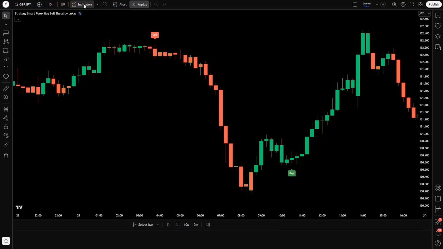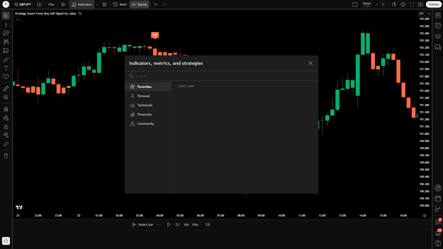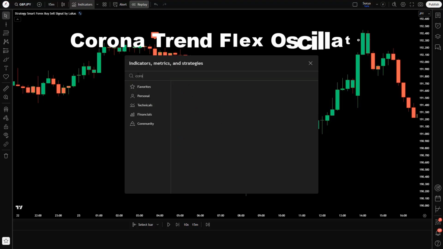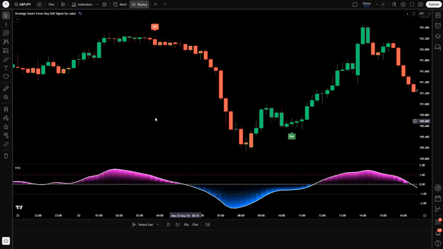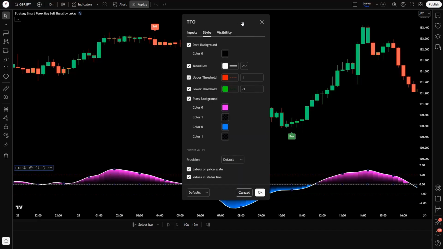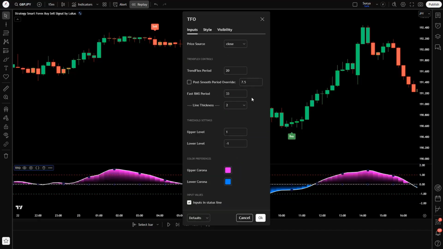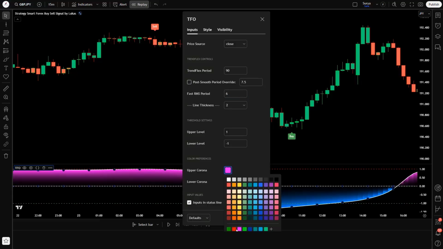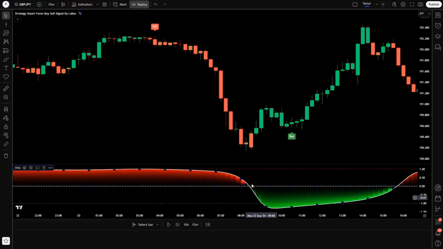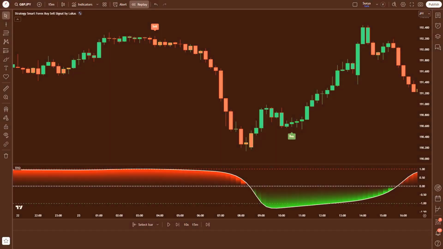Let's click on TradingView indicator. Search here, Corona Trend Flex Oscillator. Add this indicator to the chart. Now click on the settings icon of the Corona Trend Flex Oscillator indicator. Tap on Inputs. Change the trend flex period from 20 to 90. Change the fast RMS period from 33 to 6. Change the color here. Now everything is fine. Click OK. Now our setup is ready.